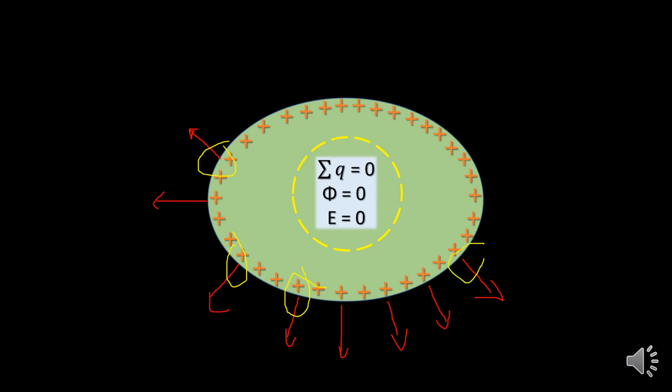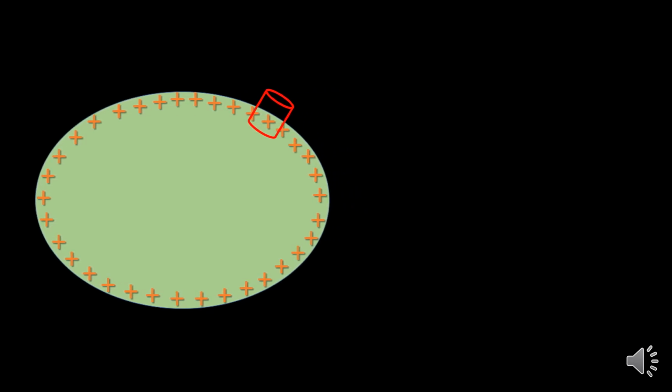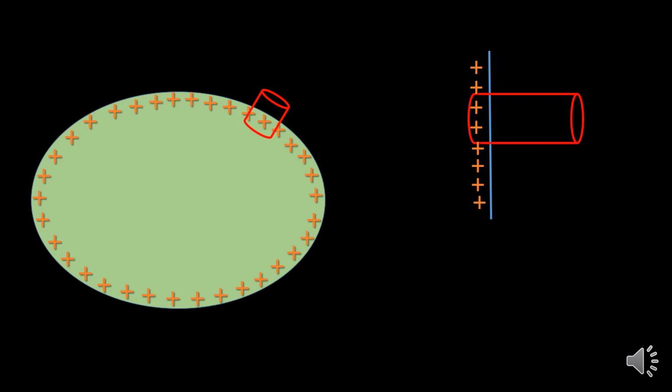And how much is the electric field of this charge in the outer part? If we imagine a cylindrical Gaussian surface, and apply Gauss's law, we realize that there is no electric field on this side. Inside the conductor, electric field is zero, and hence, what is the electric field somewhere here? That electric field is E is equal to sigma by epsilon 0. So outside the conductor, at any point close to the surface, electric field is sigma by epsilon 0.